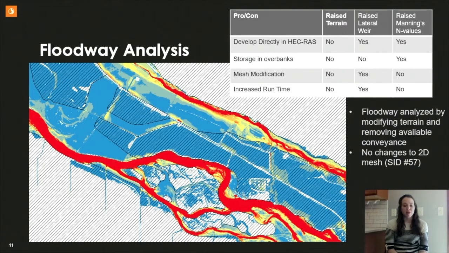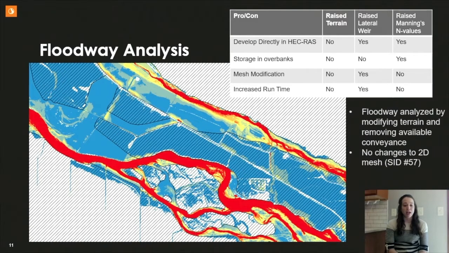The raising N values method was not used in this analysis because that method allows for storage in the encroached overbanks. This resulted in an extremely narrow floodway because so much storage was still available in the extremely wide encroached regions. The lateral weir method was mainly not used because it required a modification to the geometry.